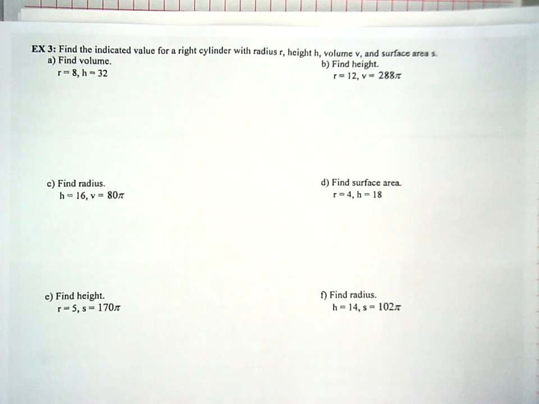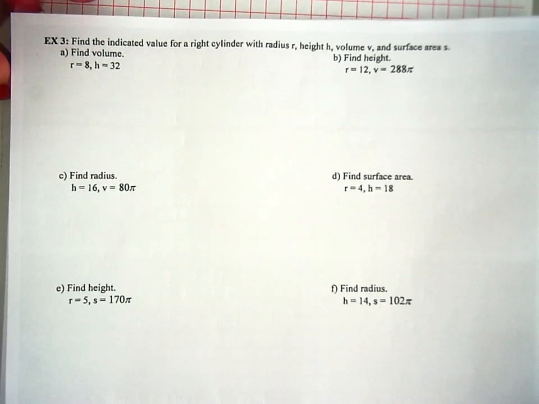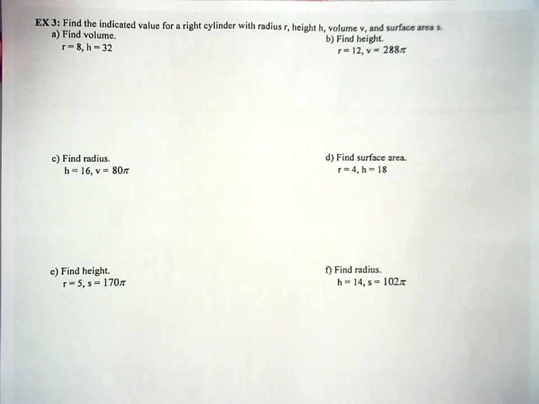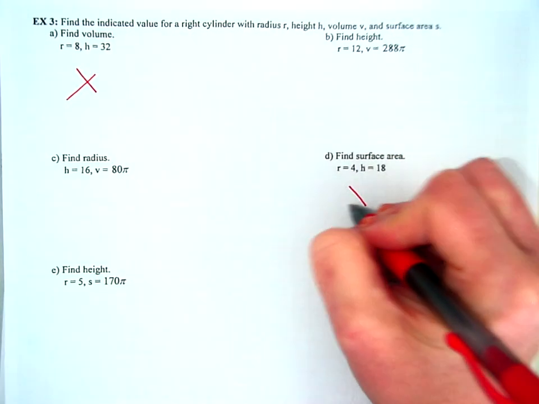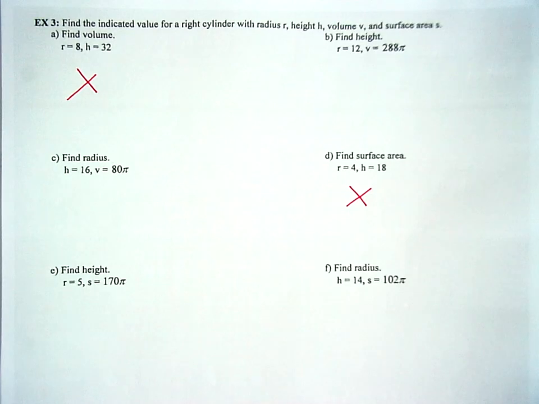So here I'm actually going to skip two problems because I think it's a little redundant. We've done several of these. So I'm going to skip A and I'm going to skip D. So go ahead and put little X's there. We're going to skip those two. Okay, and then I'm going to look at B.